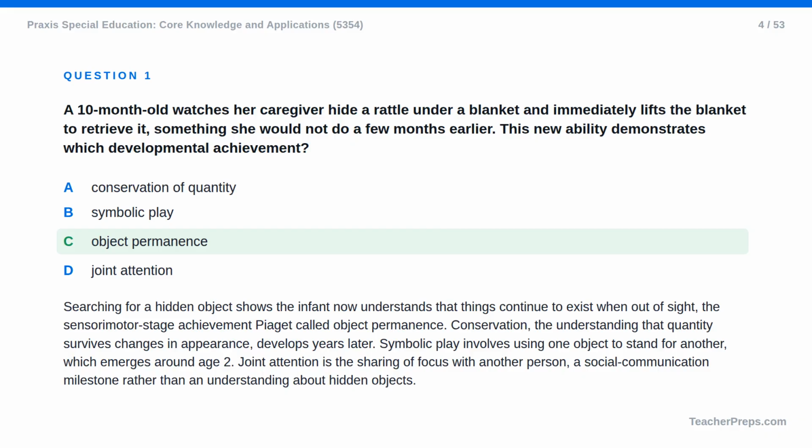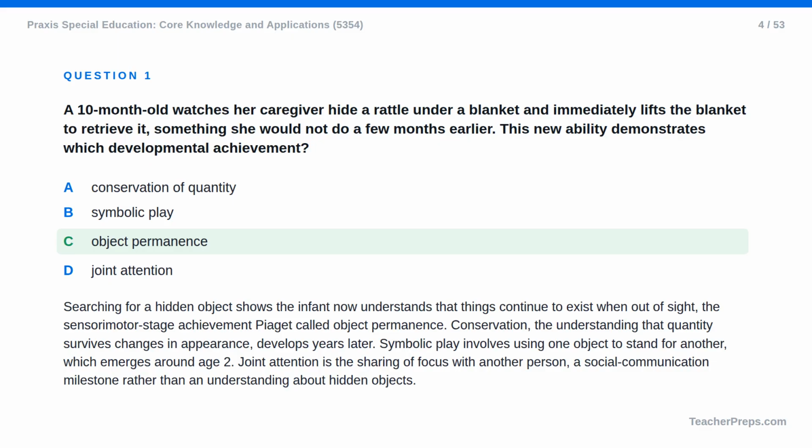Searching for a hidden object shows the infant now understands that things continue to exist when out of sight, the sensorimotor stage achievement Piaget called object permanence. Conservation, the understanding that quantity survives changes in appearance, develops years later. Symbolic play involves using one object to stand for another, which emerges around age 2. Joint attention is the sharing of focus with another person, a social communication milestone rather than an understanding about hidden objects.